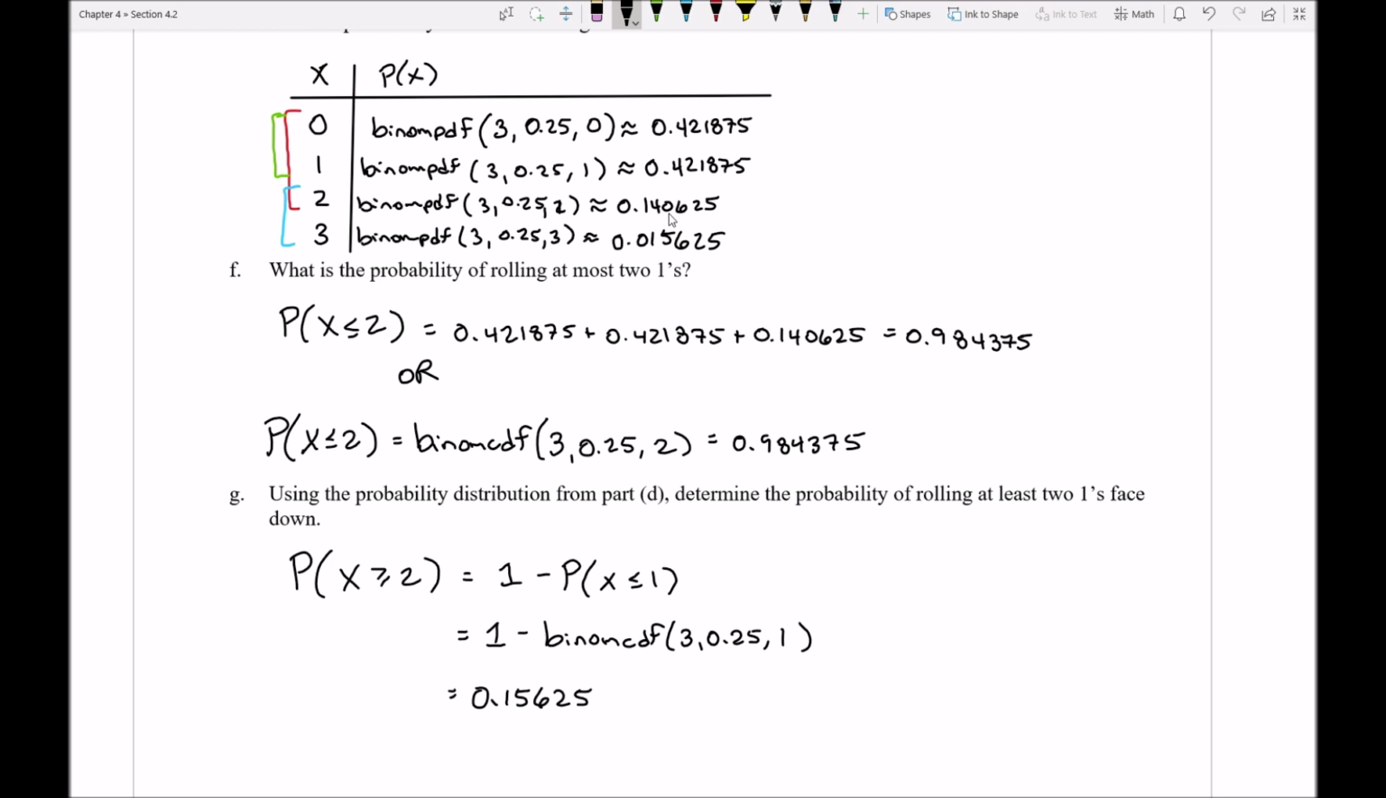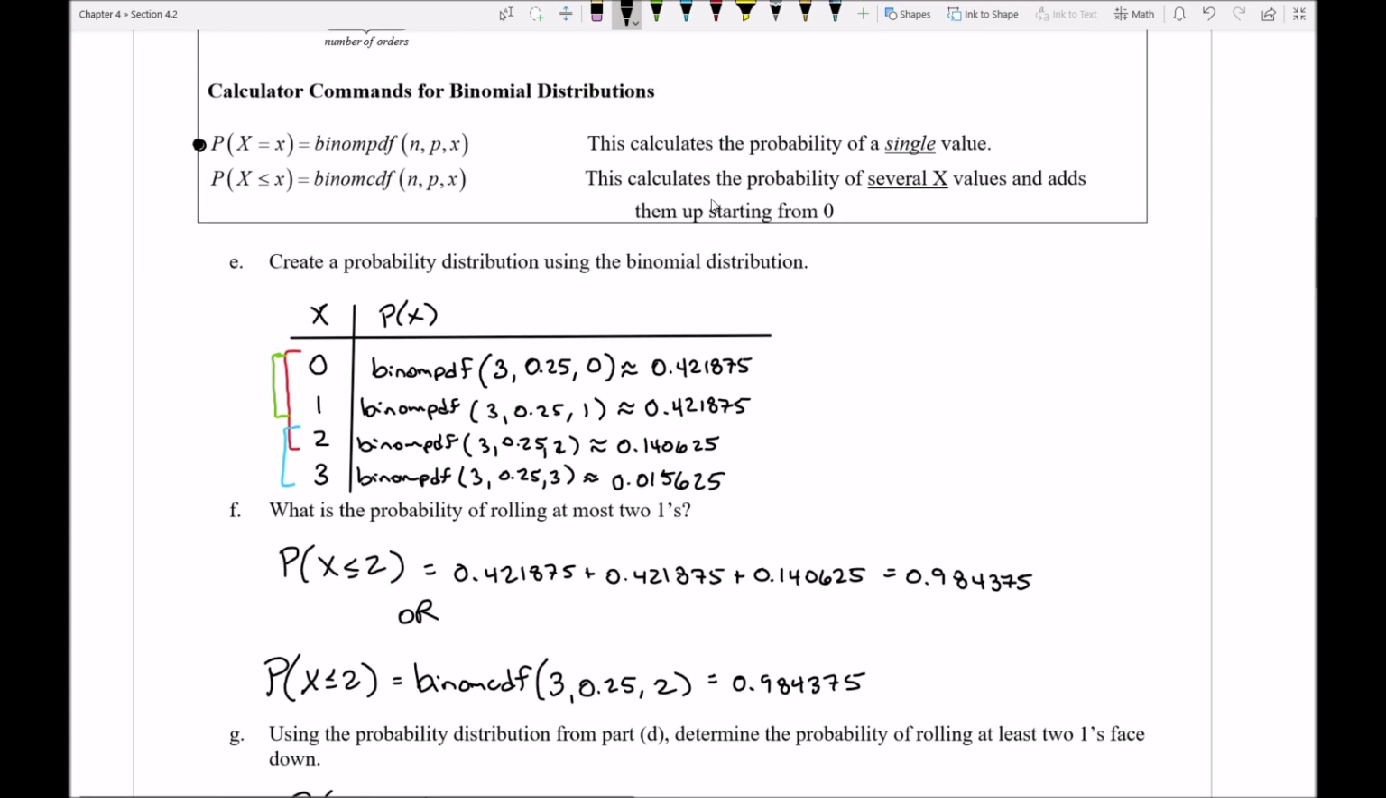So the CDF allows us with some ways to quickly grab lots of values from the table and add them all together. It's important that we understand how both of these calculator commands work. PDF grabs you a single probability in the table across from the number that you specify. And CDF will grab all the probabilities up to a point that you specify and add them all together. Using these two tools collectively will allow us to answer all sorts of questions, and we'll see more examples like that in the next video.